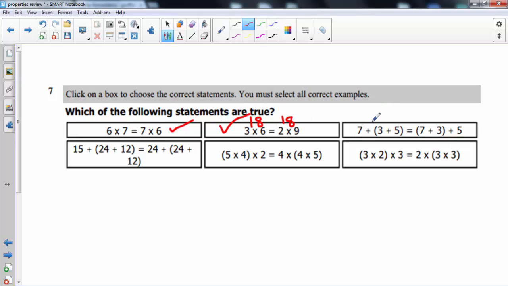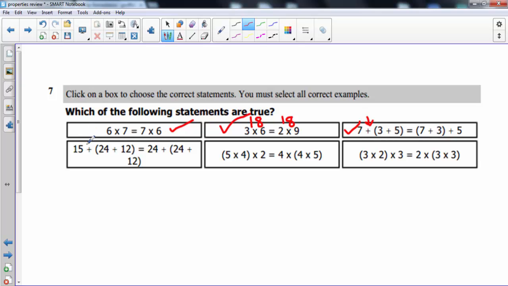Here I see 7, 3, and 5, repeated 7, 3, and 5. So it's the same numbers. We have the same operation happening all the way across. The only thing that was changed is the grouping. So thanks to the associative property, this will be true.